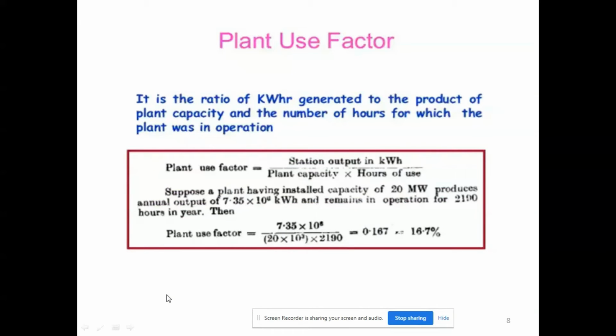The next definition is plant use factor. It is the ratio of kilowatt hour generated to the product of plant capacity and the number of hours for which the plant was in operation. So the formula is station output in kilowatt hours divided by plant capacity into hours of use.